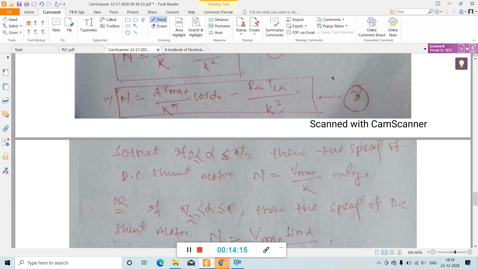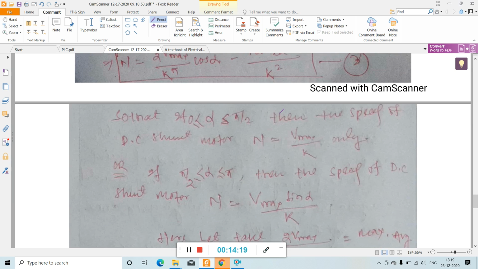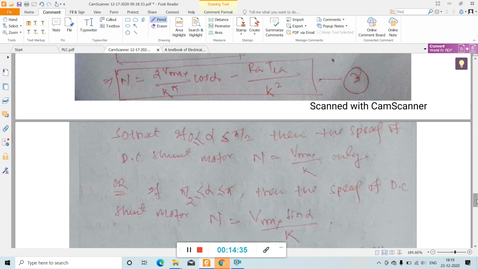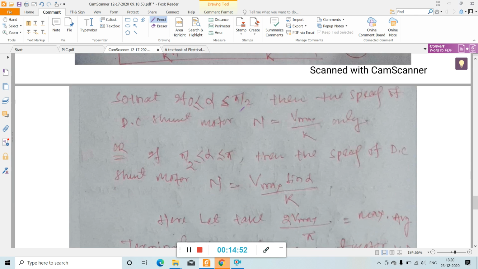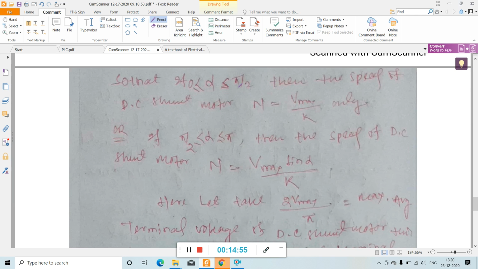So see what we found here. In this expression, V max is constant, K is constant, pi is constant, Ra is constant, and torque T is constant. Only the parameter alpha, the delay angle or firing angle, is what the speed depends on.